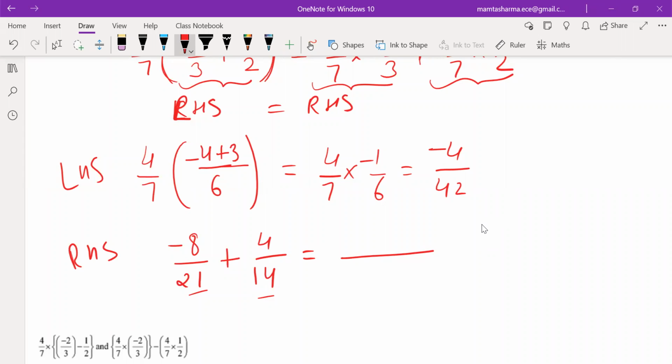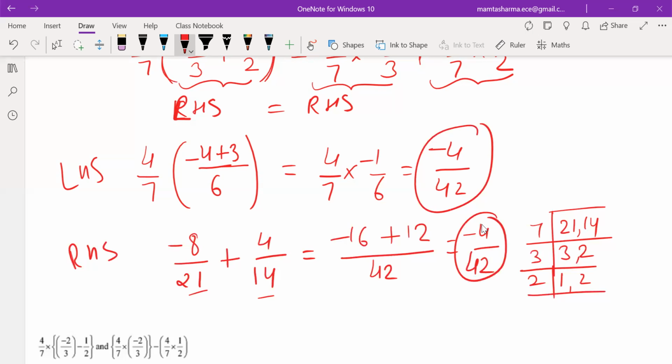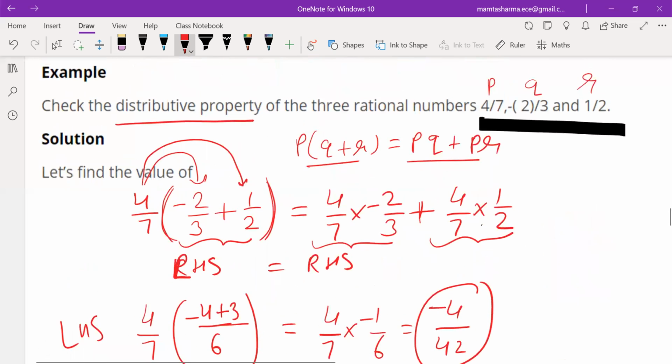What would be the LCM of 21 and 14? It would be 42. Now this would be minus 16, this would be 12, minus 4 by 42. I am getting the same result in LHS and RHS. It means this property is satisfied for these rational numbers.